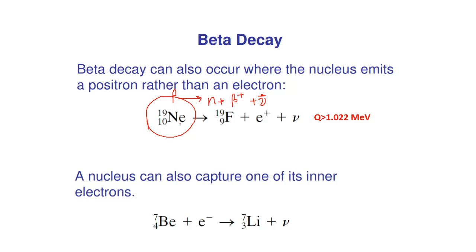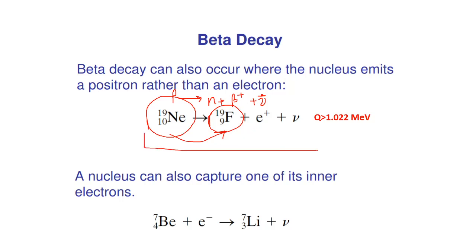So this neon has more protons. What it does, it converts this proton to a neutron. You can see neon has 10 protons, but it is unstable. So basically it converts this proton to a neutron, and this is more stable than this one, and along with it a positron and a neutrino are released.